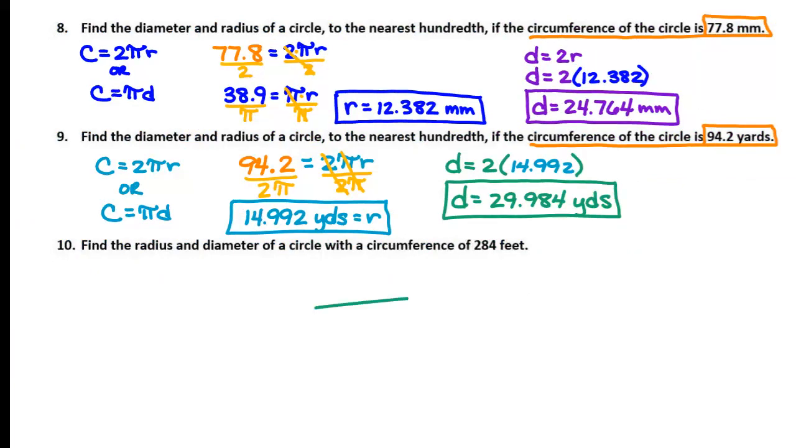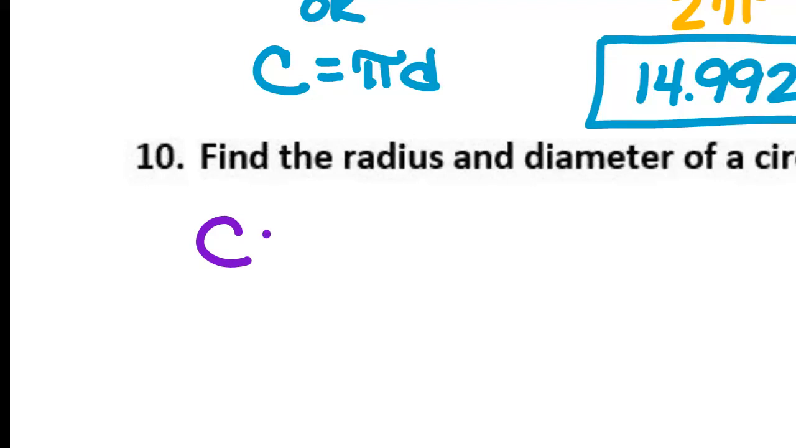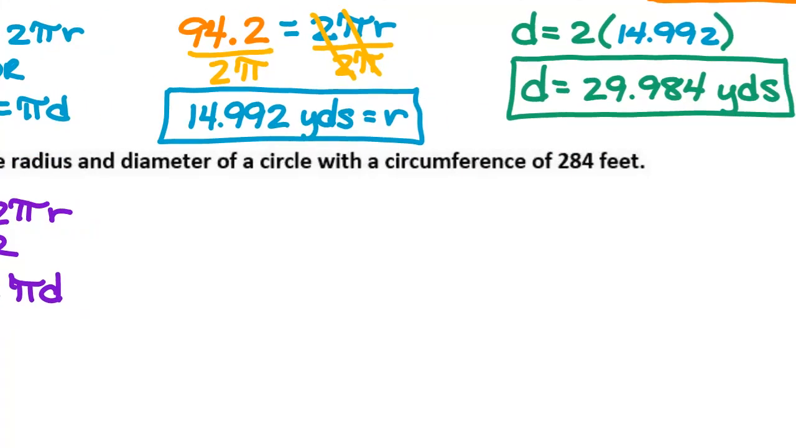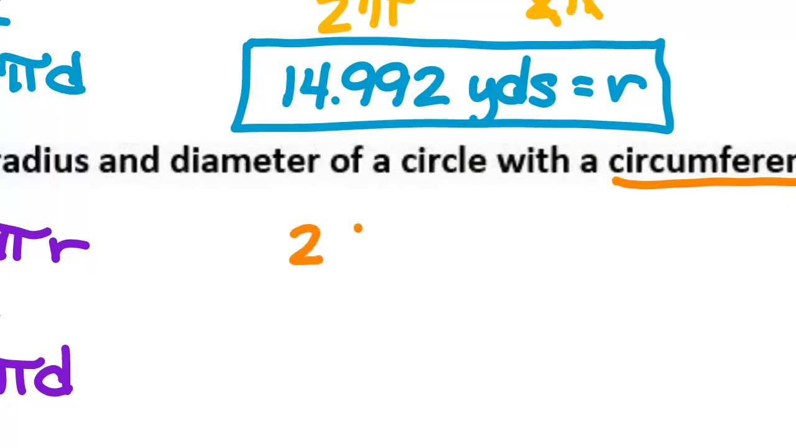All right, let's do the last one like this. Number 10, find the radius and diameter of a circle with a circumference of 284 feet. So circumference equals 2 pi r, or circumference equals pi d. We've done both of the others with 2 pi r. Let's go ahead and do this one with pi d. So we have a circumference of 284 feet. So 284 is equal to pi d.